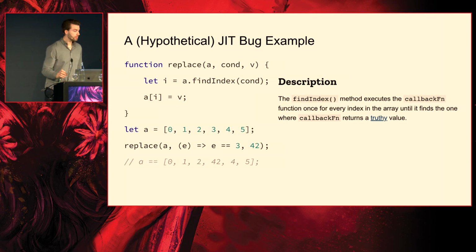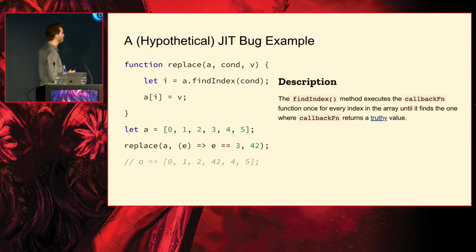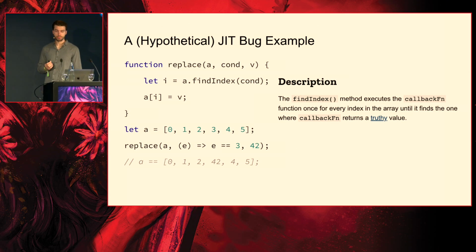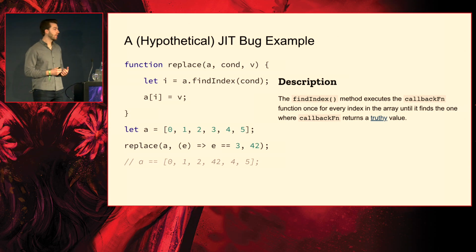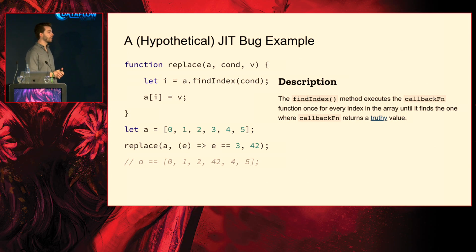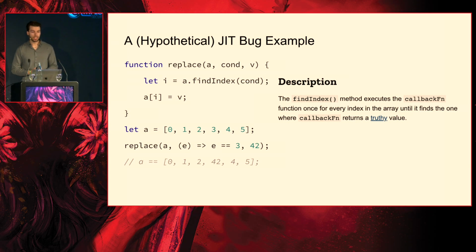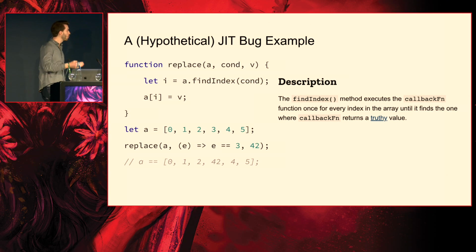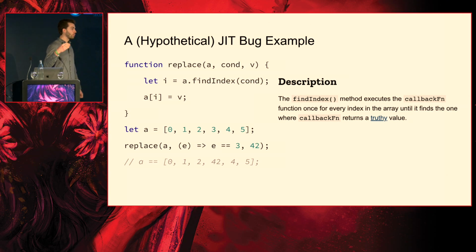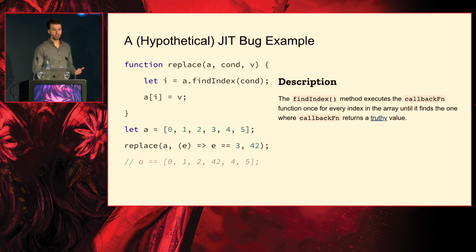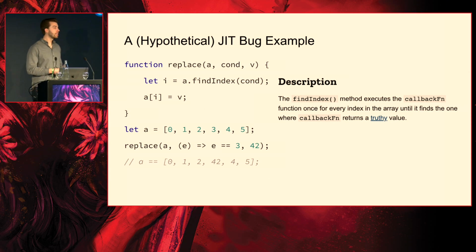So let's look at a hypothetical example for a bug. Another JS snippet. It's just a function that takes in, supposedly, an array, a callback function and a value, and it calls findIndex. FindIndex will go through the array, call the callback for each value, and once the callback returns true, it returns the index for which it returns true. And then this function takes that index and sets the value to the provided one.